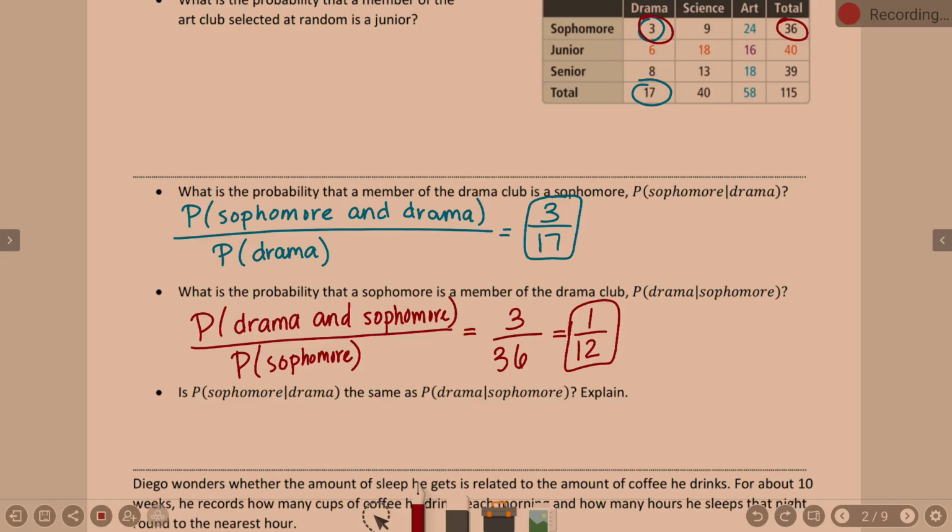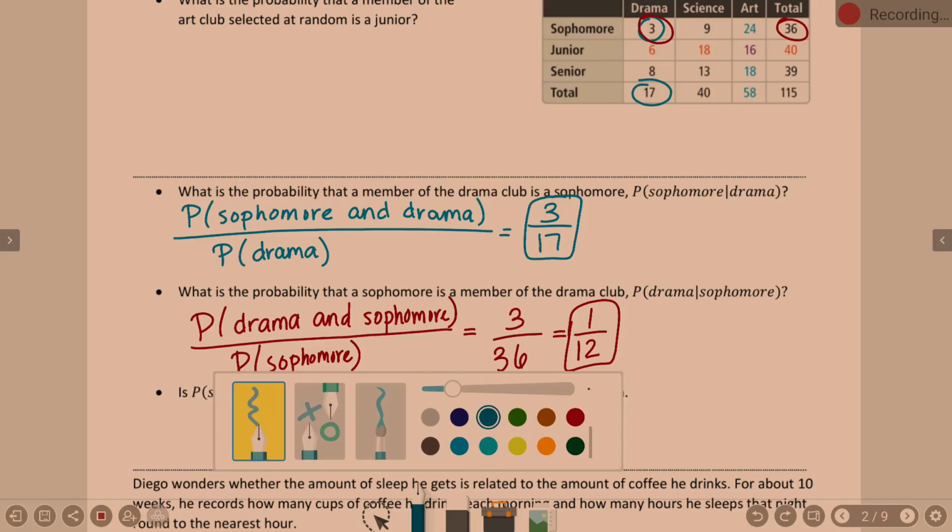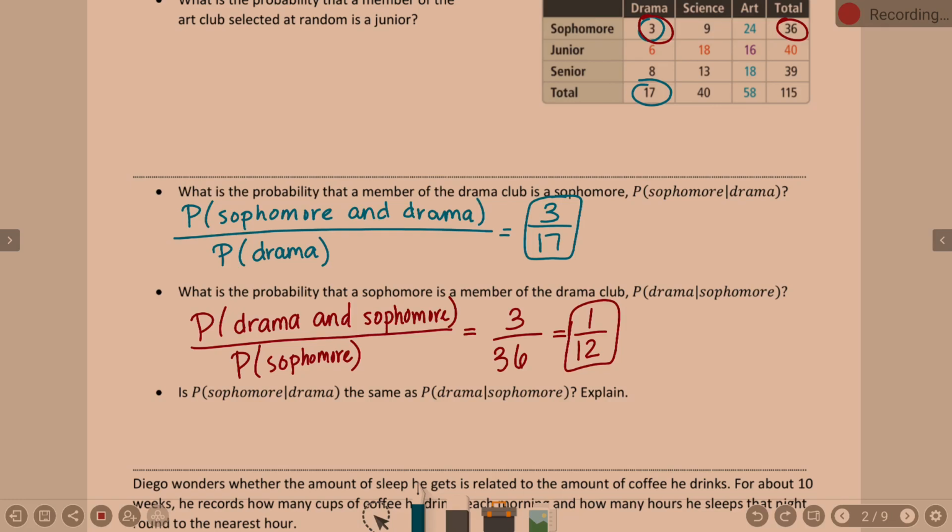Why aren't they the same? Because one you're doing total overall sophomores. Yeah. In both cases, we're looking at sophomores and drama. But in the first one, we compared it to the total number of drama students. In the second one, we compared it to all sophomores. Okay? So, obviously, don't need to state, but no, they're not the same. We already have the proof there.